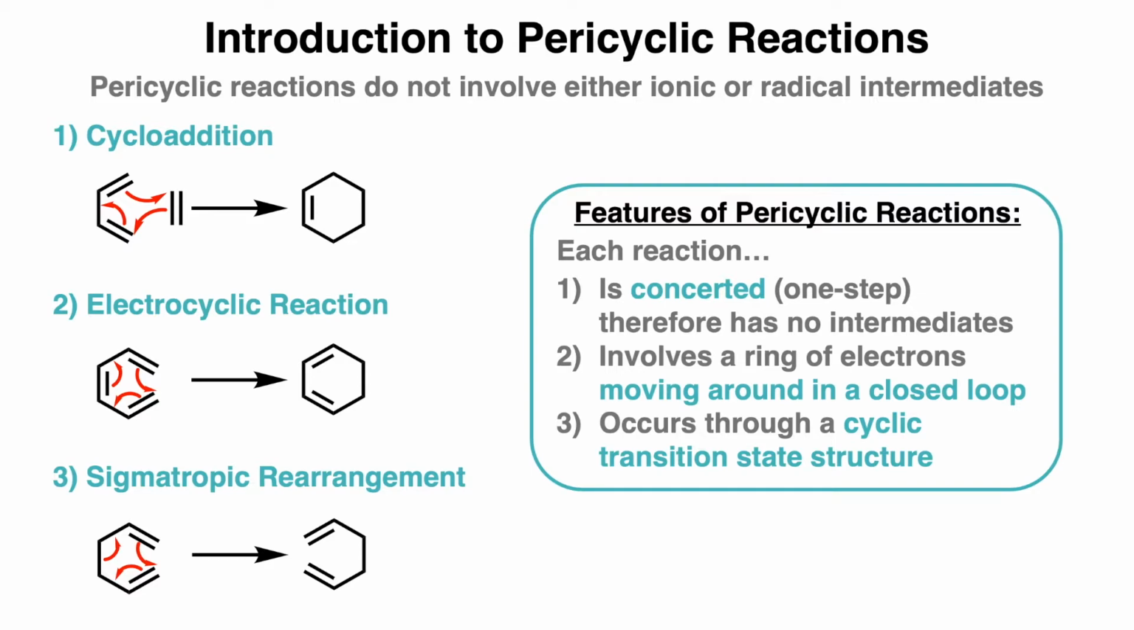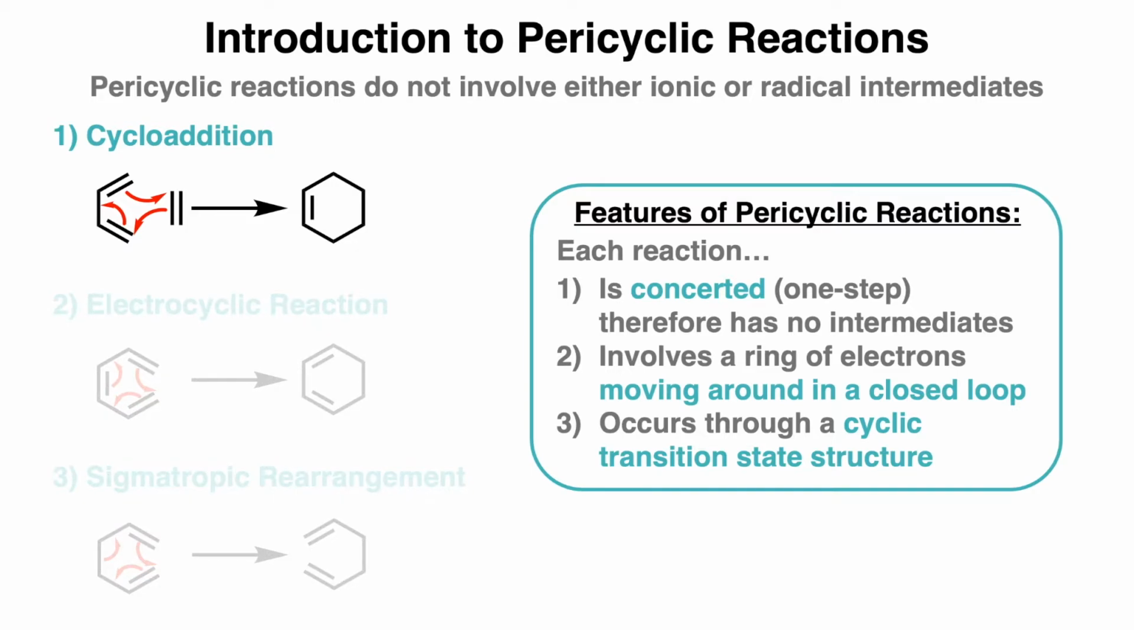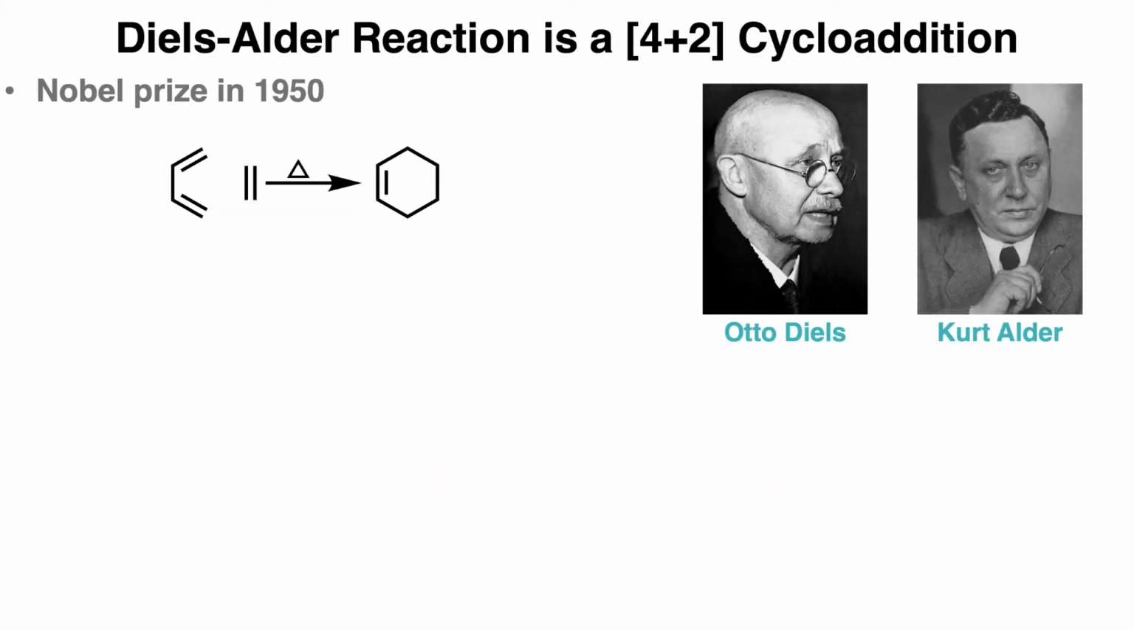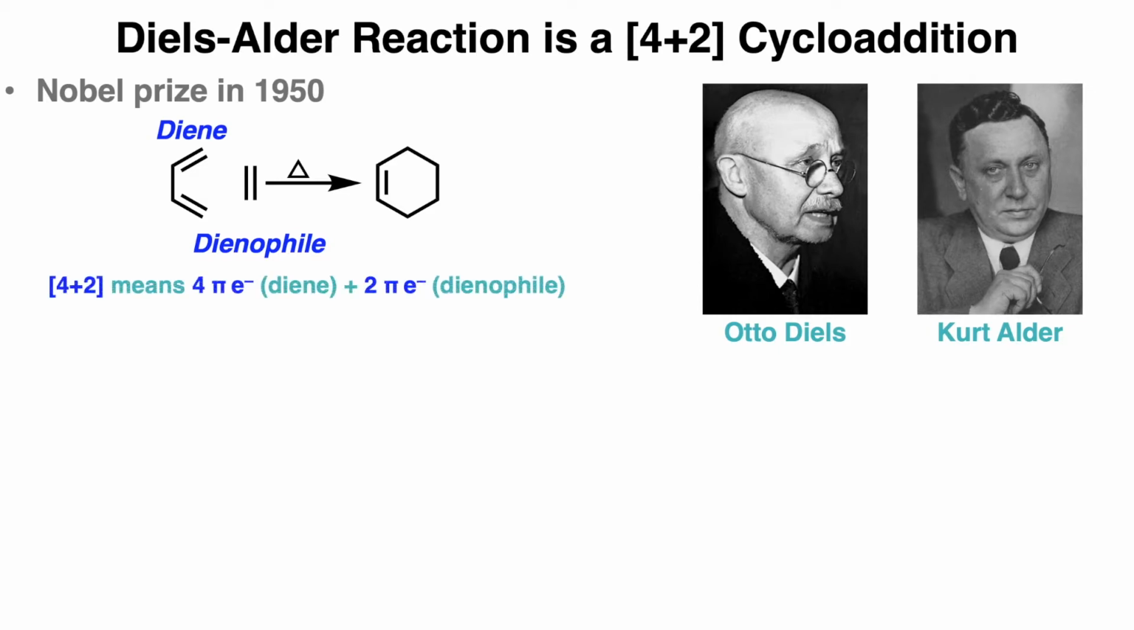The 3 types of pericyclic reactions differ in terms of the number and types of bonds that are broken and formed. But for the remainder of this video, we're only going to focus on cycloaddition reactions. The Diels-Alder reaction was discovered by 2 chemists, Otto Diels and Kurt Alder, who won the Nobel Prize in Chemistry in 1950. The Diels-Alder is a type of cycloaddition where a diene and a dienophile react together under a high temperature to form a cyclohexene.